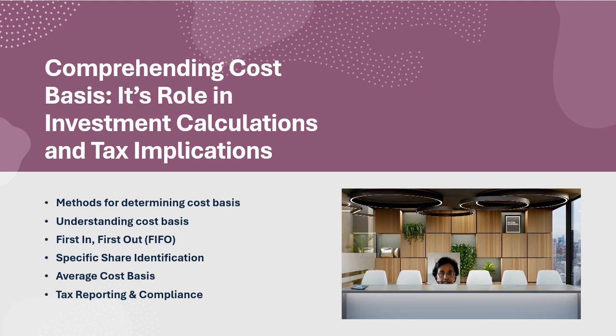Specific share identification. This method allows investors to choose which shares to sell, providing flexibility to optimize capital gains or losses. For example, selling higher cost shares minimizes gains, while selling low cost shares maximizes reported gains. Investors must notify their brokerage in advance about which shares are being sold.